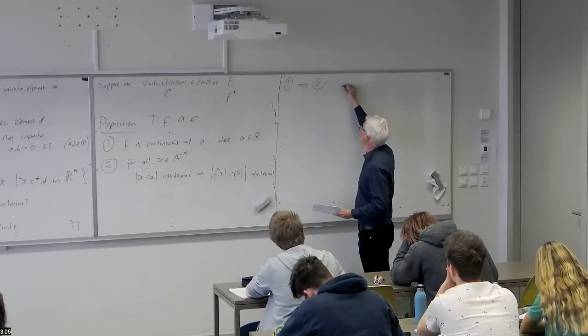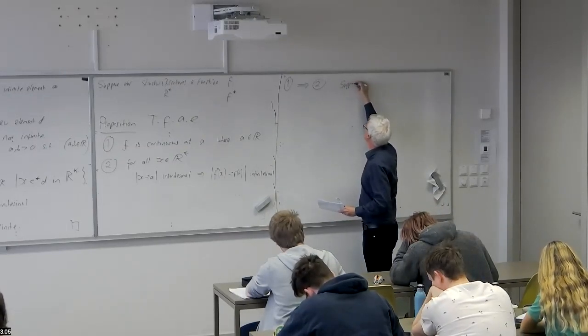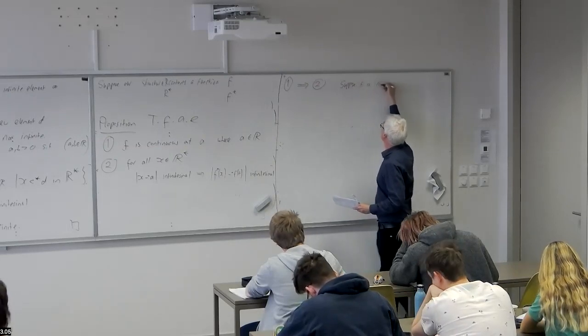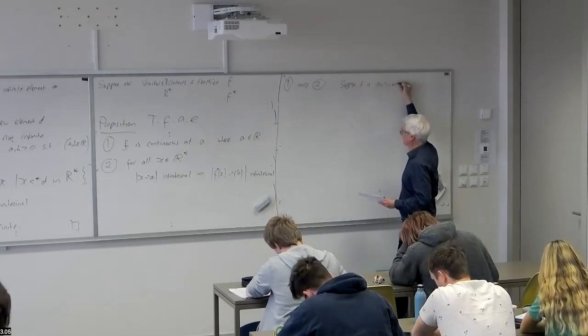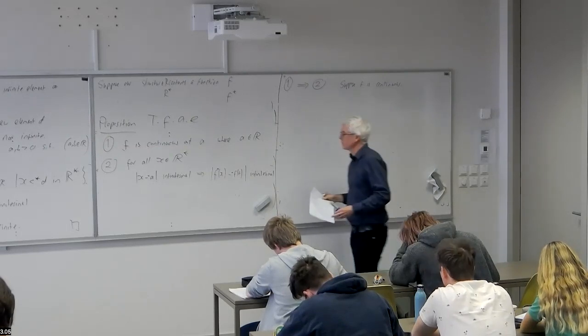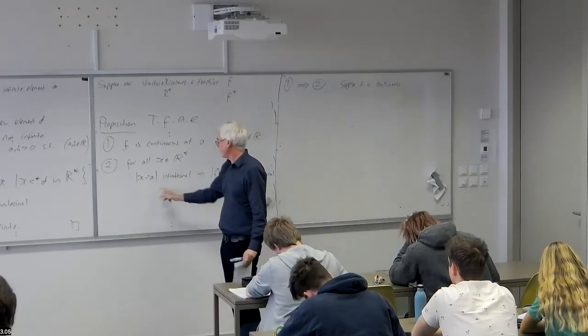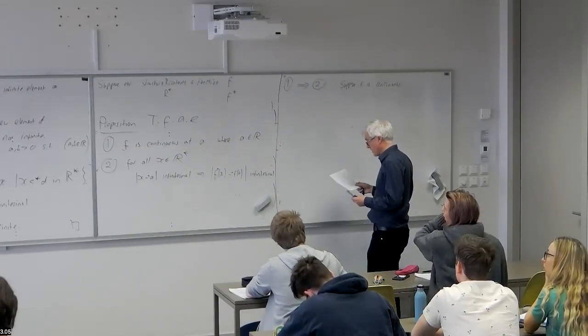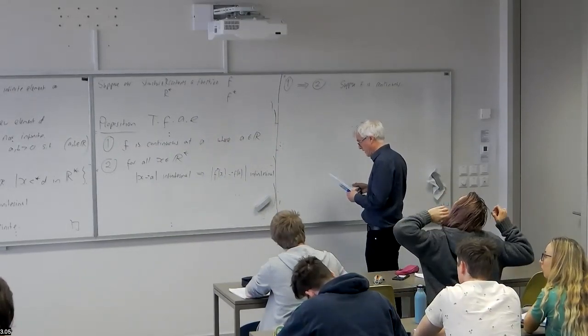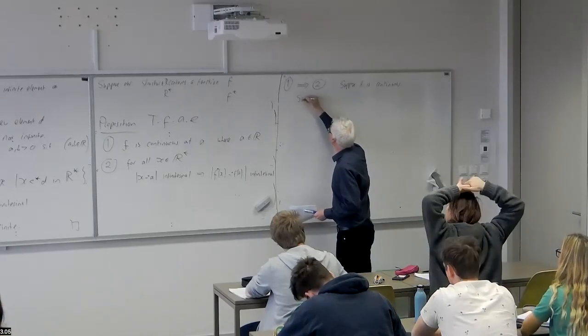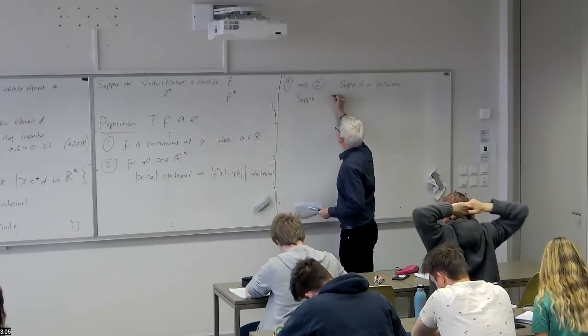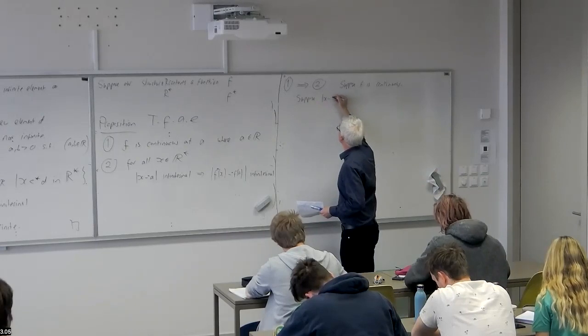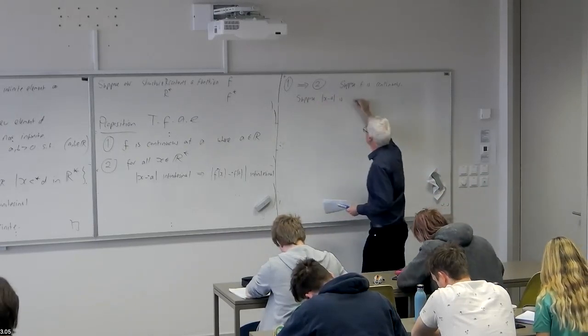So one implies two. Suppose f is continuous, and we want to prove that if x is infinitesimally close to a, then f of x is infinitesimally close to f of a. So suppose x minus a is infinitesimal, the absolute value.